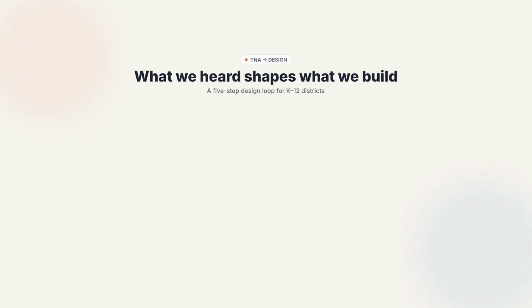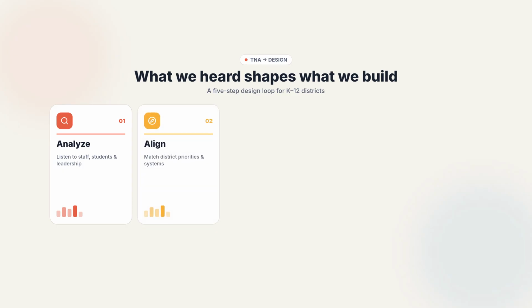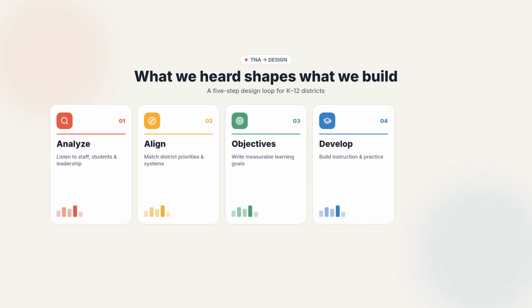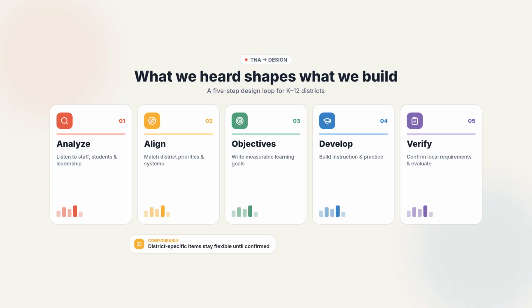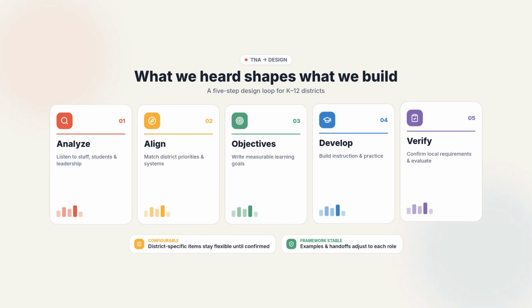The TNA is only useful if it changes the design. We analyze what we heard, align it with district priorities and existing systems, write measurable learning objectives, develop instruction and practice, verify local requirements, and evaluate the result. We mark district-specific items as configurable until the district confirms them. That protects staff from being trained on an assumption. It also supports consistency across roles. The framework remains stable while examples, responsibilities, documentation, and handoffs are adjusted to match the work each person is actually authorized to perform.